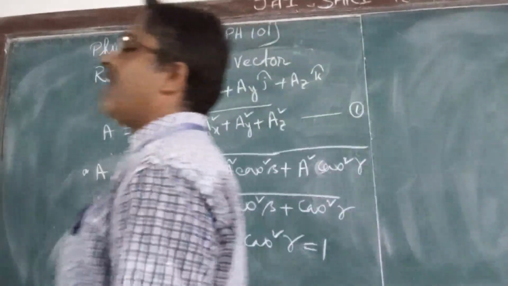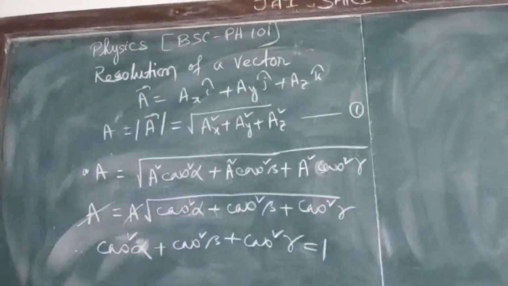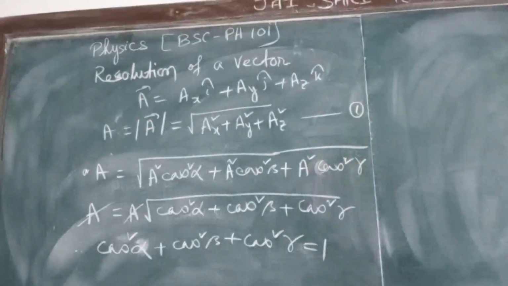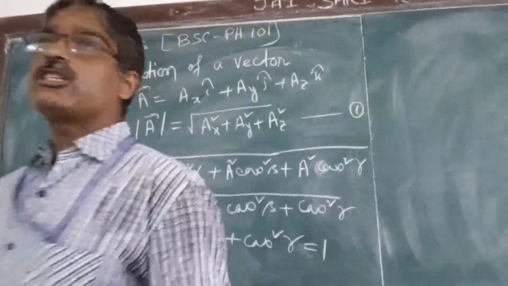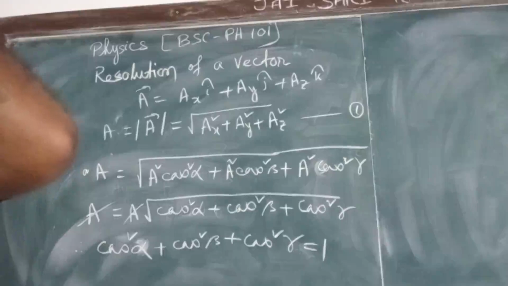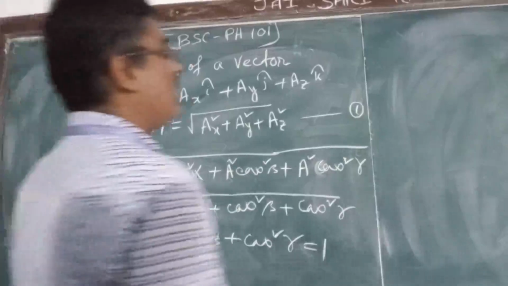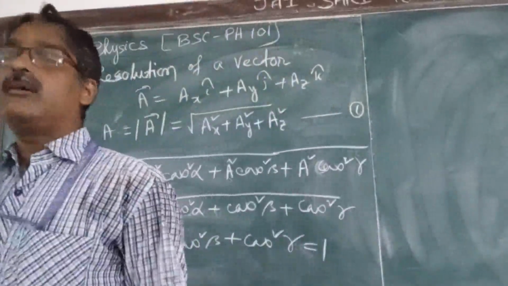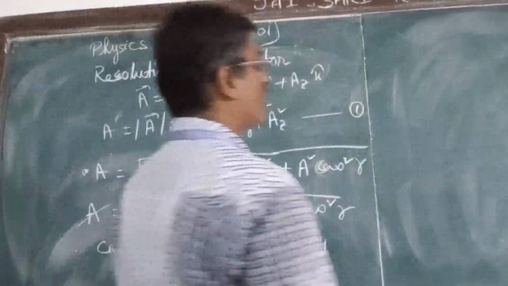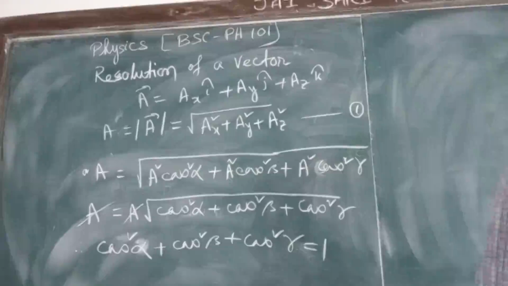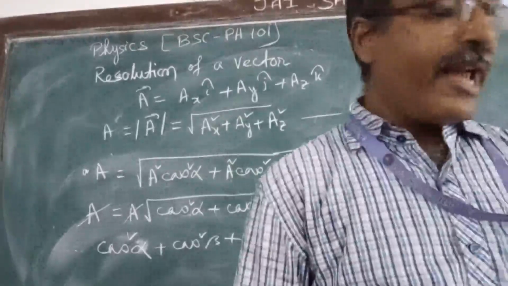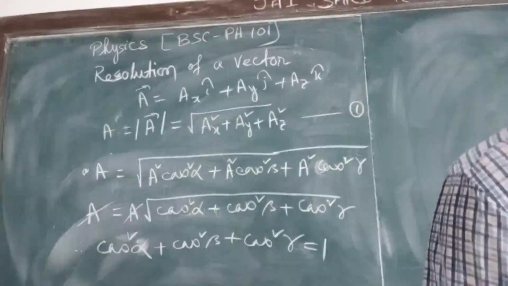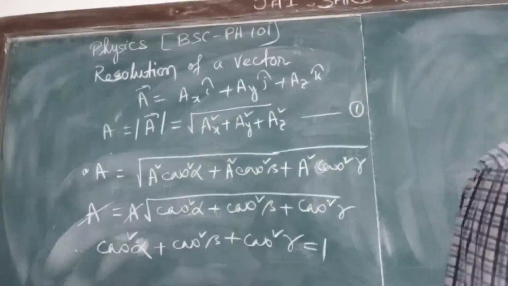The components ax equals a cos alpha, ay equals a cos beta, and az equals a cos gamma are called direction cosines. Why? Because there is the cos in them, so they are called the direction cosines.